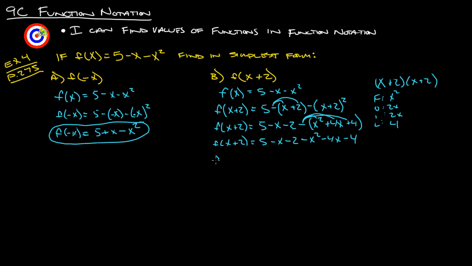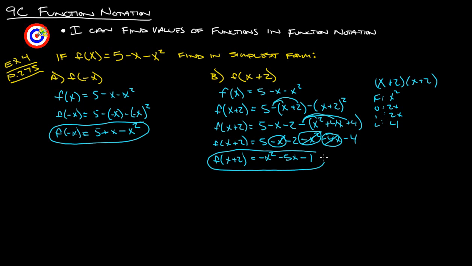And then our last step is just to combine like terms. I always like to put my x squareds in front, so there's my x squared, and it's negative x squared. I like to circle it and cross it off, so I make sure I don't forget anything. And then we got negative x and negative 4x, which give us negative 5x. Those are gone. And then 5 and negative 2 is 3. Minus 4 is negative 1. So then that's what we get for f of x plus 2.